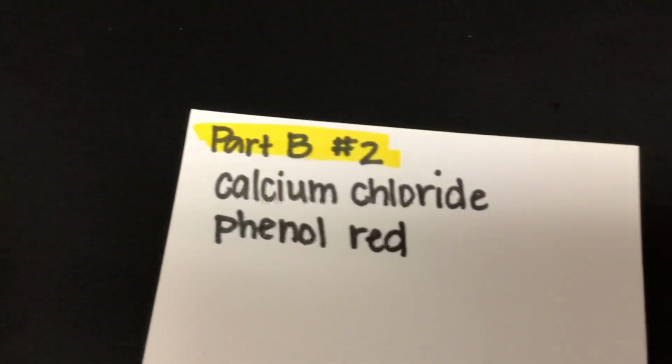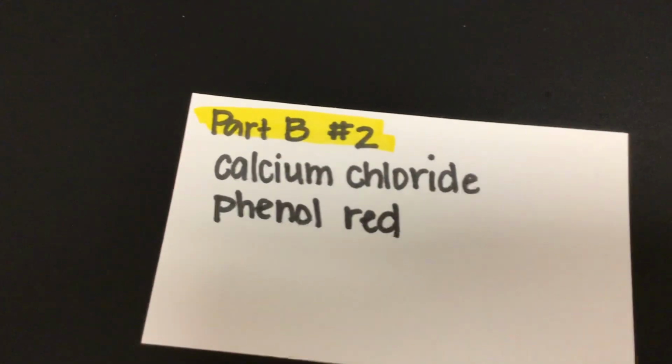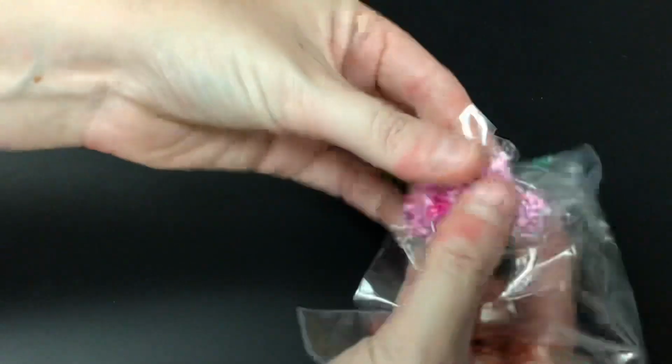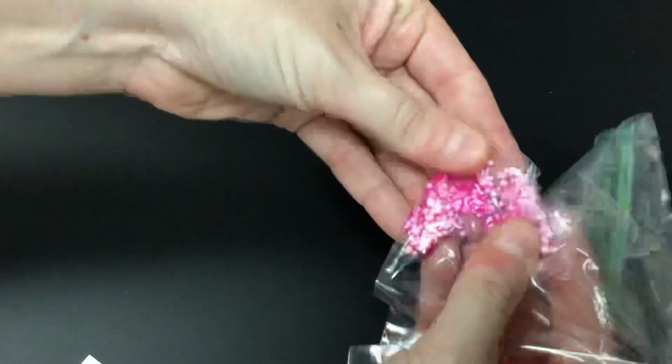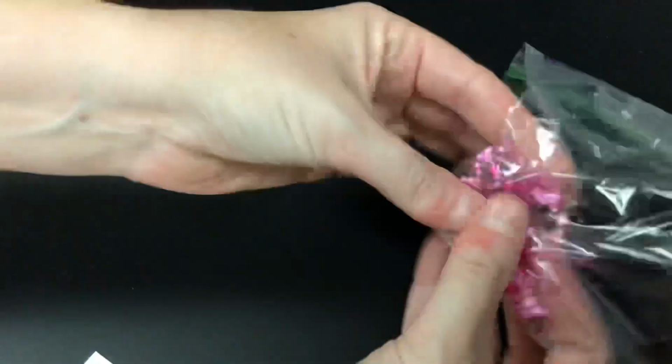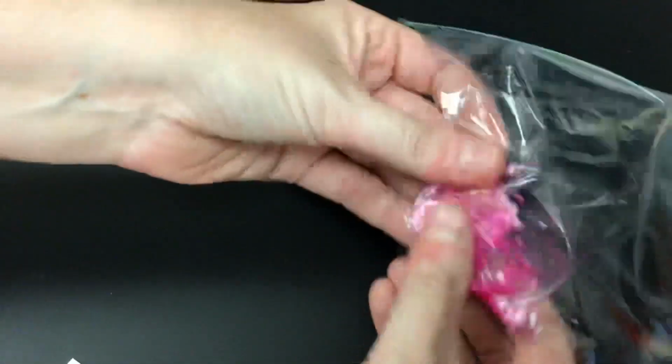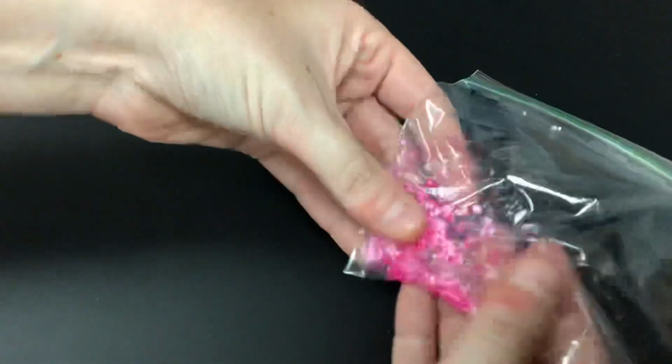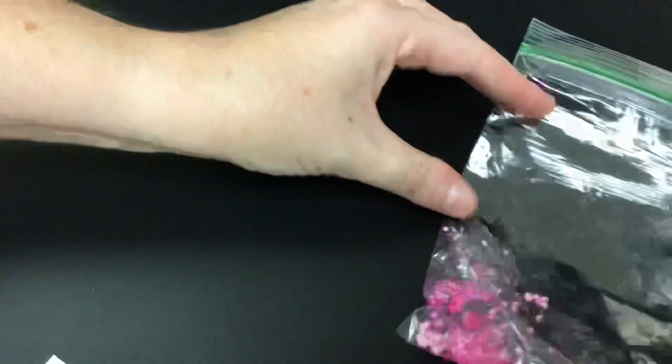So number 2 is calcium chloride and phenol red. So here's our baggie, and she's going to mix those two together. Okay, it's quite warm, so lots of heat is being released. If you see any color changes or anything, make sure you write that down. If you see anything dissolving, write that down.